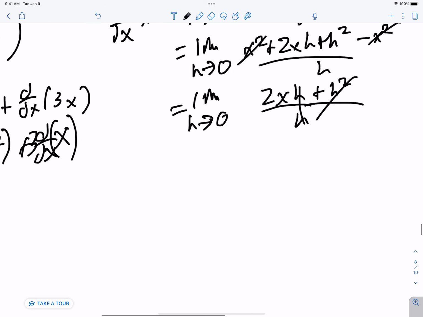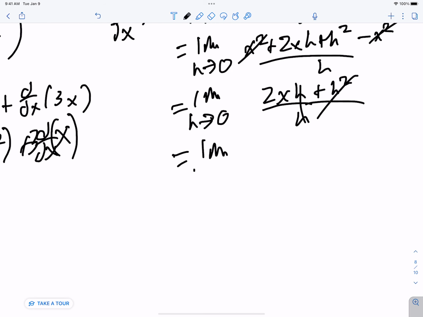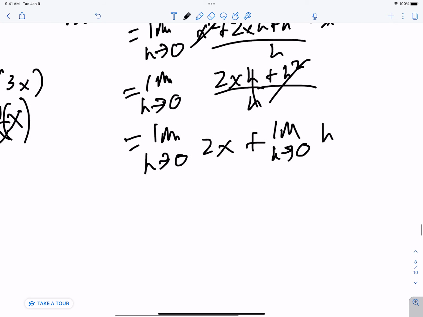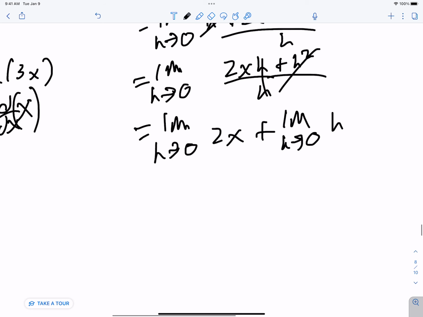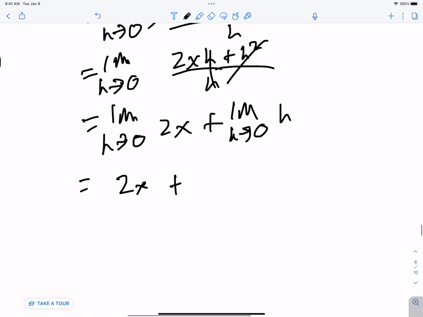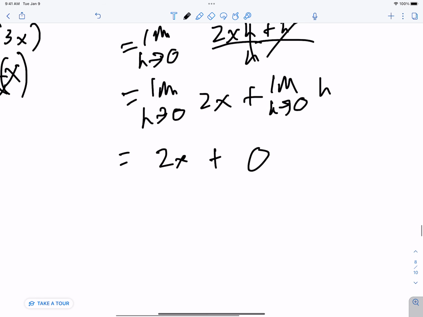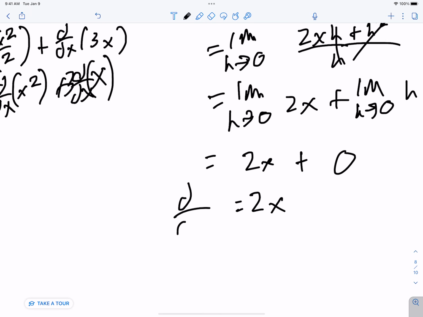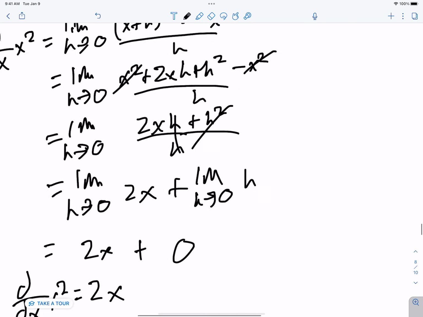These h's cancel out on both sides, so I'll just split this into something more usable. And we'll still have h over here. And because 2x is technically a constant in this case, it's just 2x. And then we just plug in 0 for h, and we'll just get 0. So we get 2x for the derivative of x squared.